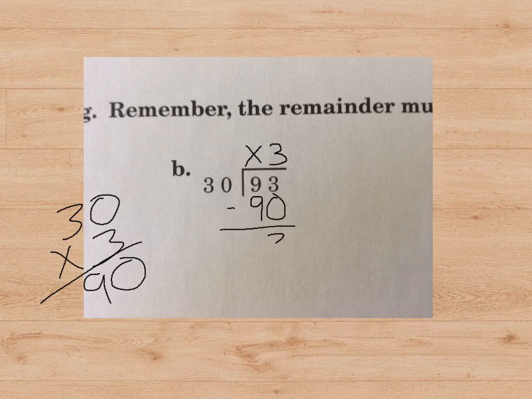Subtract, and we have 3. So we get 3 remainder 3. And the directions told us to remember the remainder must be smaller than the divisor. And this here is smaller than that. So again, we're good.